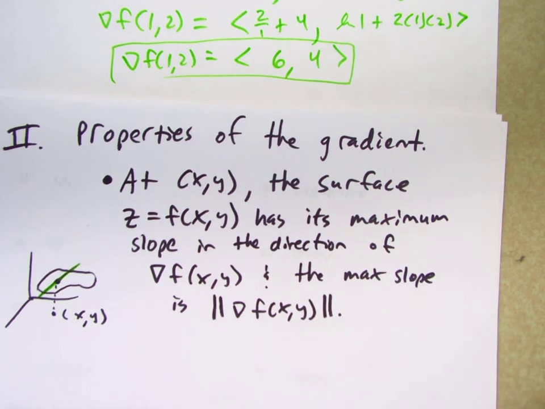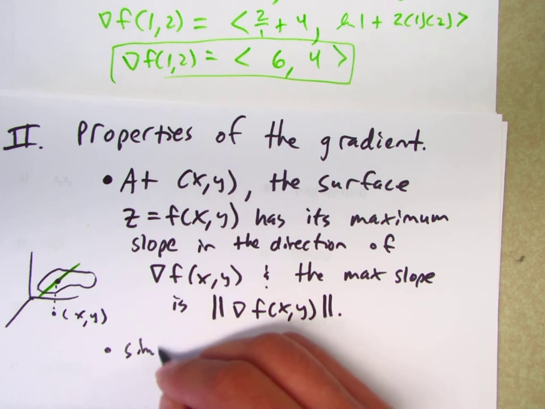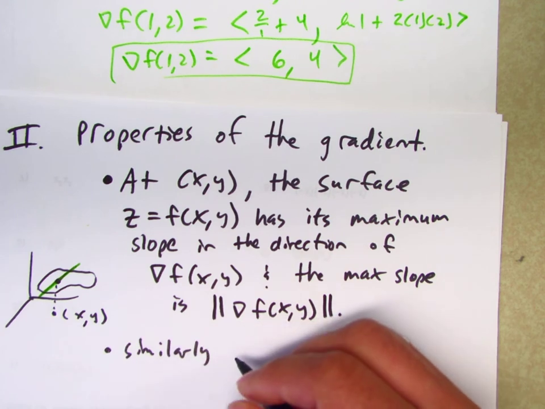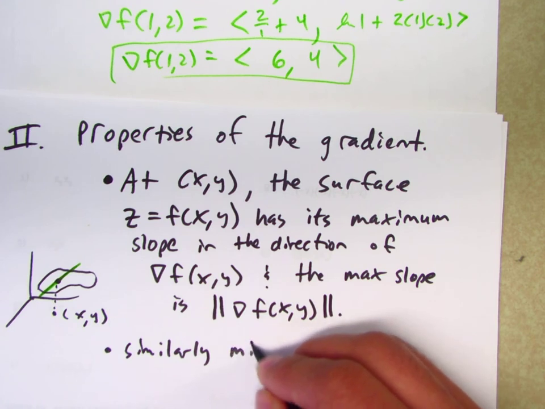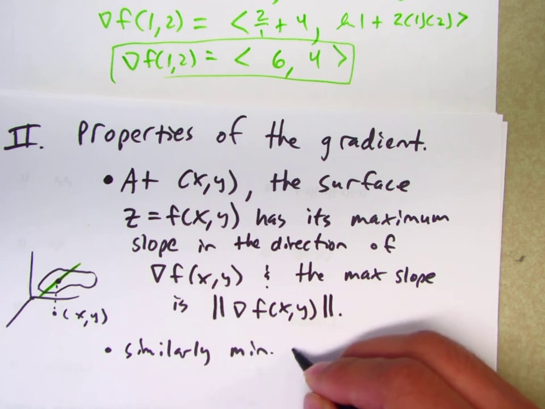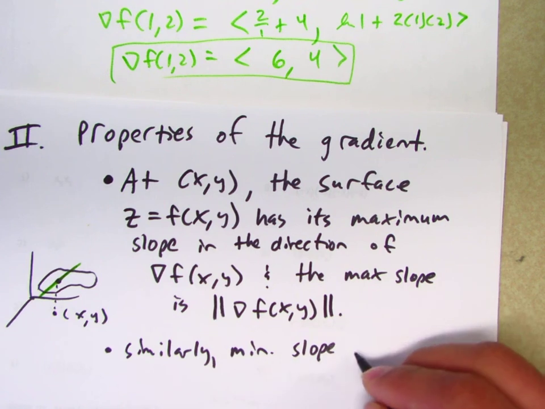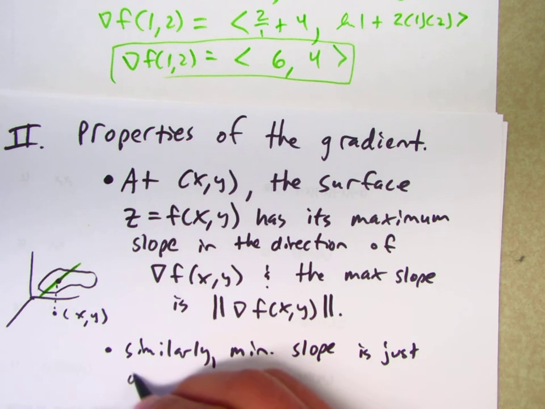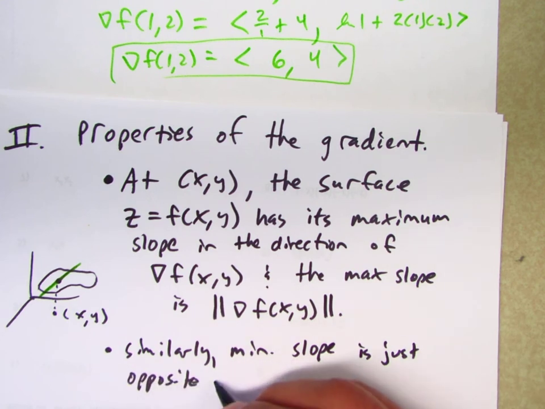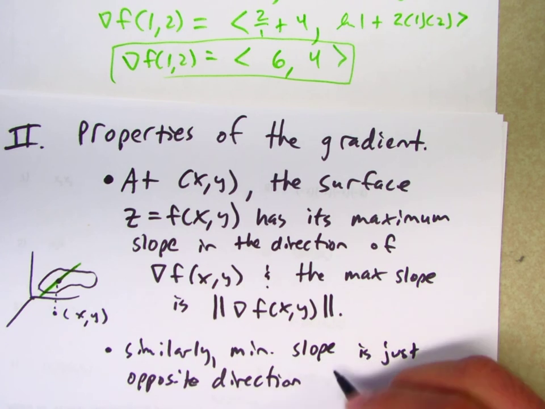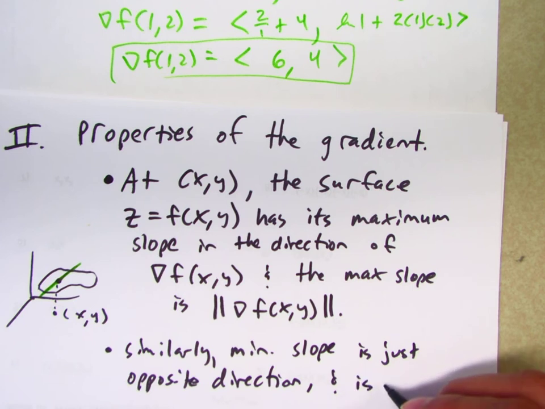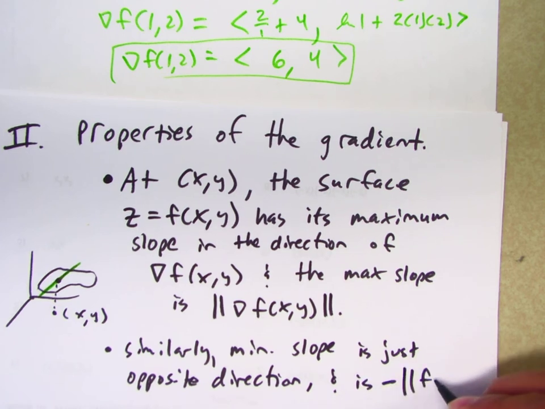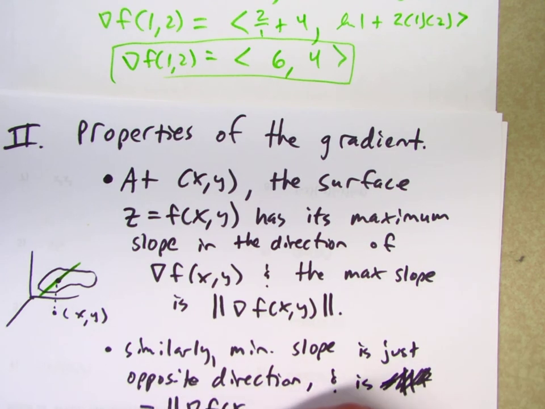Okay, and then similarly, min slope is just in the opposite direction and it's just the opposite of the magnitude. Oh, rewrite that. Is the opposite of the magnitude of the gradient of f of x, y.